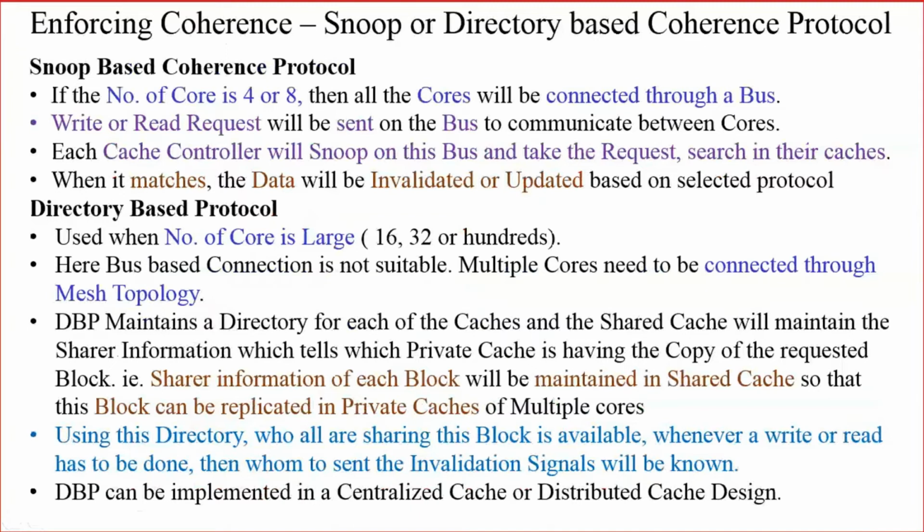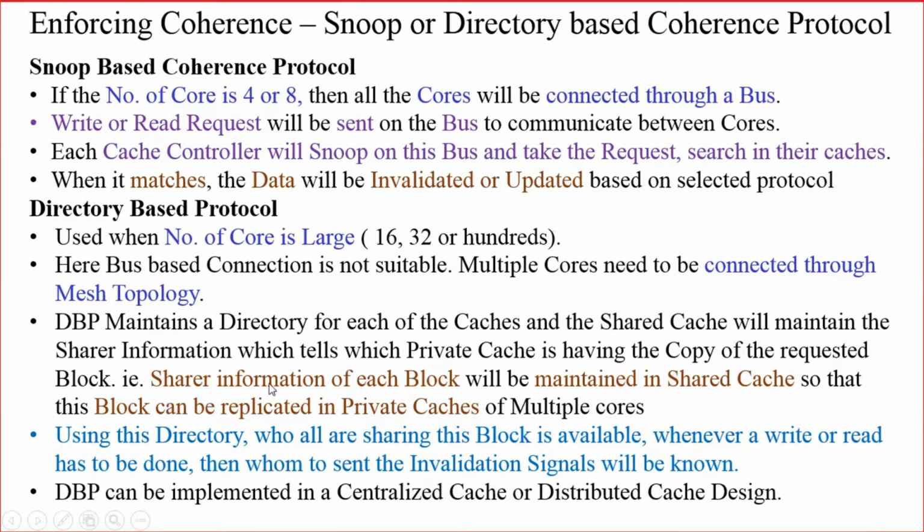Directory based. From the name itself, we get the idea that a directory will be kept along with the caches. Here, instead of a bus connection, the cores will be connected in a mesh topology, since the number of cores is more and a bus connection will not be there. In a directory based protocol, a directory is maintained for the caches, and shared memory will maintain the sharer information, which tells which private cache has a copy of the requested block.